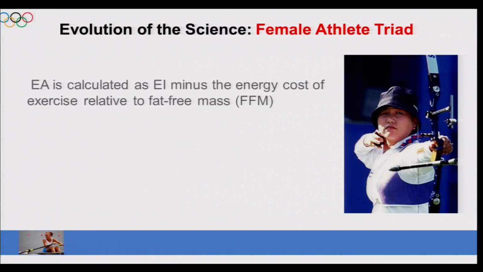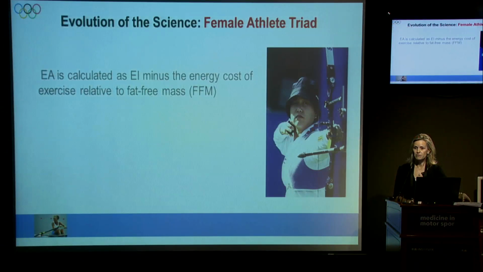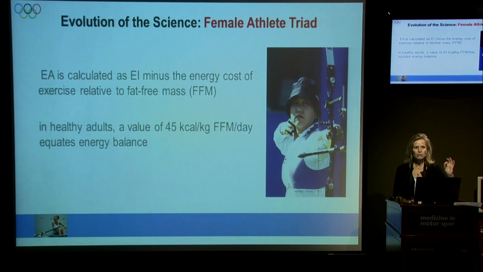So we know that energy availability is calculated as the energy intake minus the cost of exercise energy, relative to fat-free mass. And if we look at healthy adults, a value of about 45 kilocalories per kilogram of fat-free mass per day equates to energy balance for a normal functioning body.